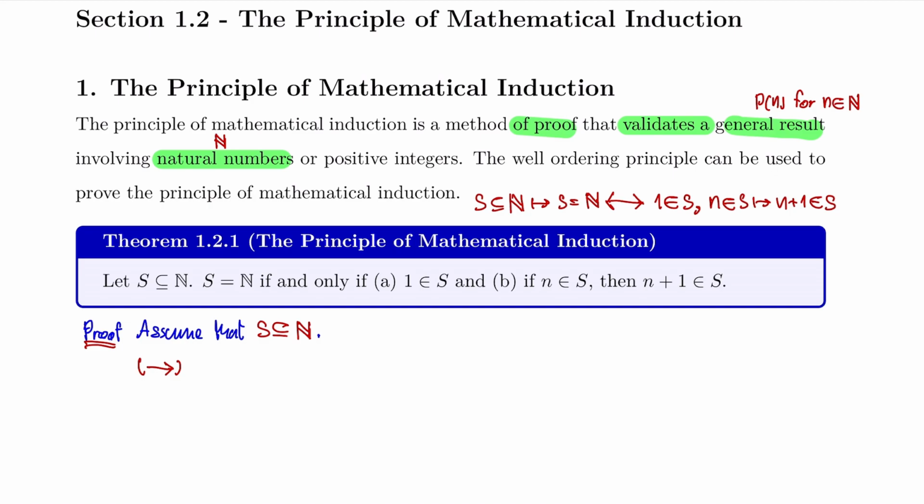Okay, so we have to assume that S is equal to the set of natural numbers. So assume that S is the set of natural numbers, and we want to show that A and B are both true.